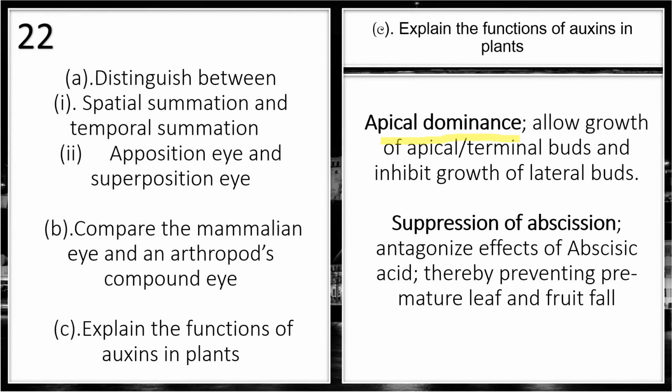Apical dormancy. This allows growth of the apical terminal buds and inhibits growth of the lateral buds. Suppression of abscission. Auxins antagonize the effects of abscisic acid, thereby preventing premature leaf fall or fruit fall.